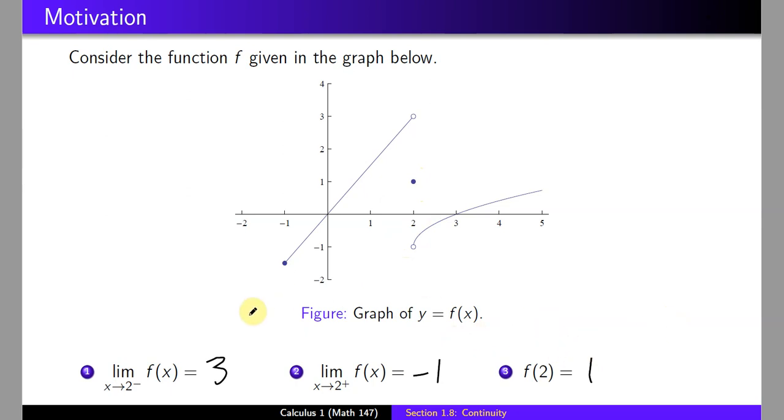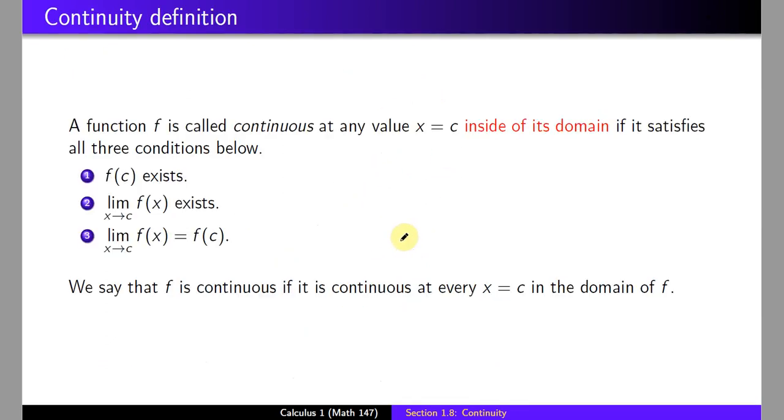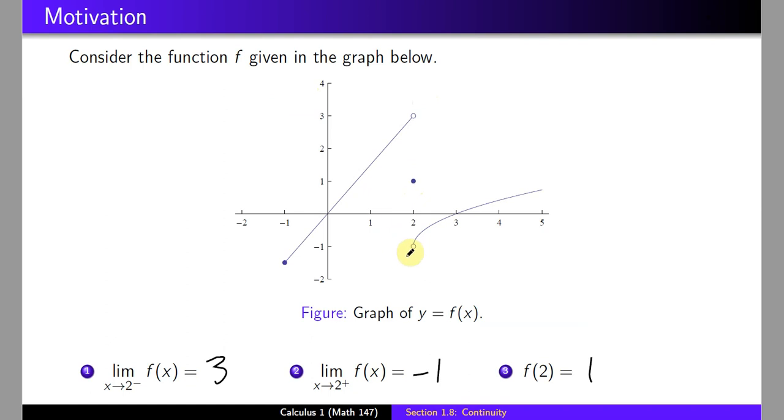Notice that all three of these are different. And this is kind of unpleasant. The function is rather unbehaved. It's kind of a mess at x equals 2. So what we have here at 2 is an example of where the function is not continuous. It's discontinuous.